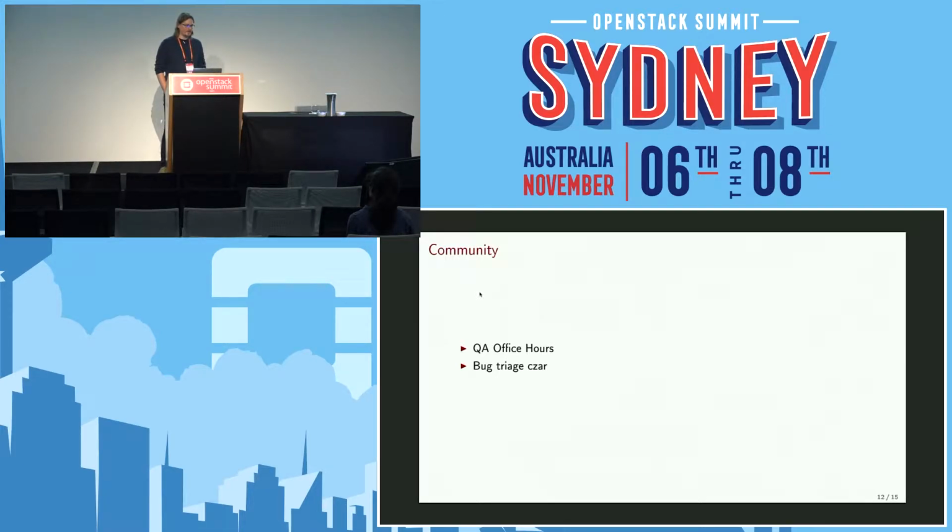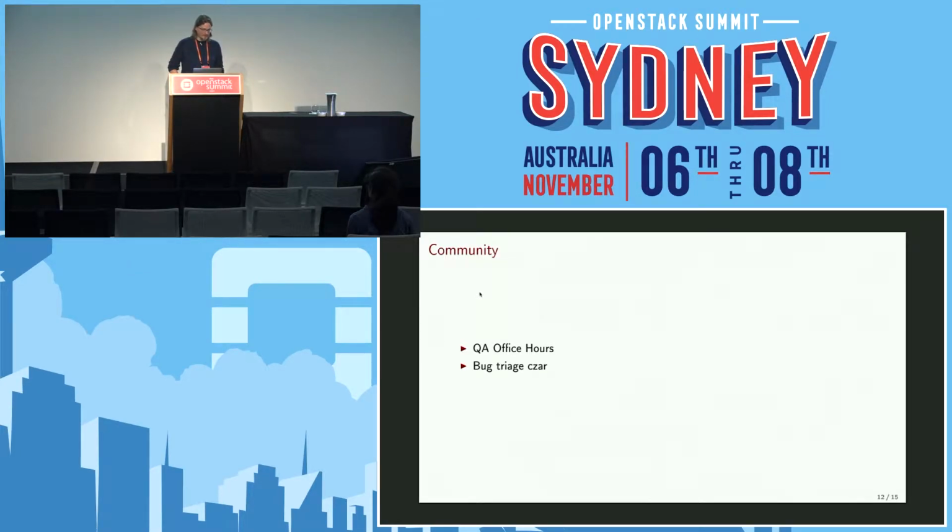During office hours, it is guaranteed that some core members of the QA team will be there. So if you want to start contributing, or if you have a question, an issue or a problem, or you need help with anything, just join the office hours. Or of course, you can find us as well in IRC in the OpenStack QA channel.